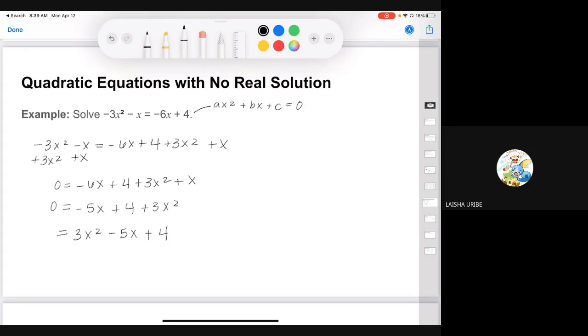You're going to combine the like terms. The like terms here are this one and this one. You're combining those to get this value. And then you're rearranging it just so it's easier for us to look at it in terms of standard form.